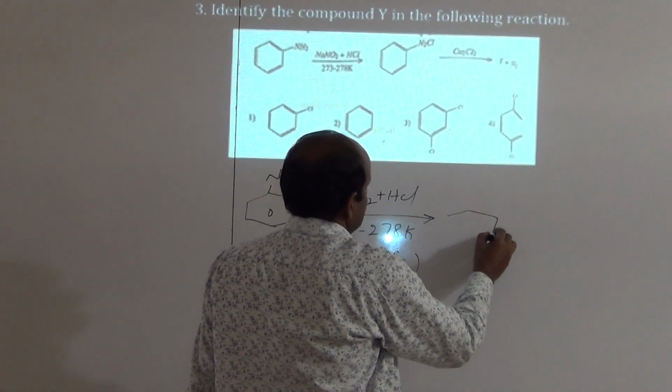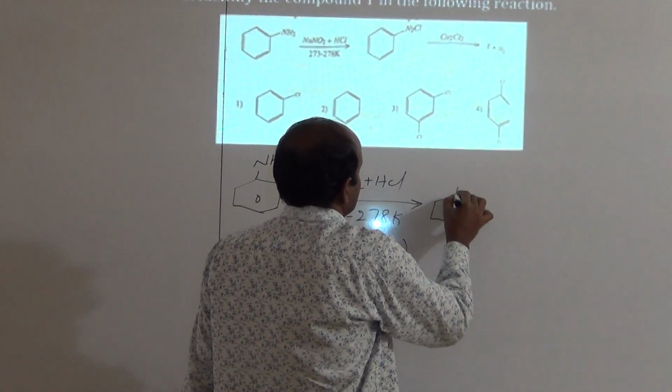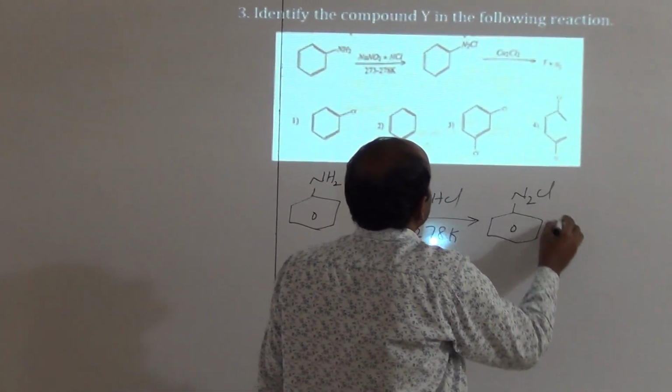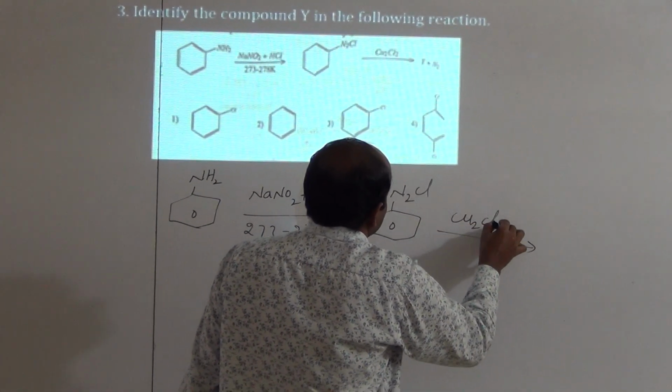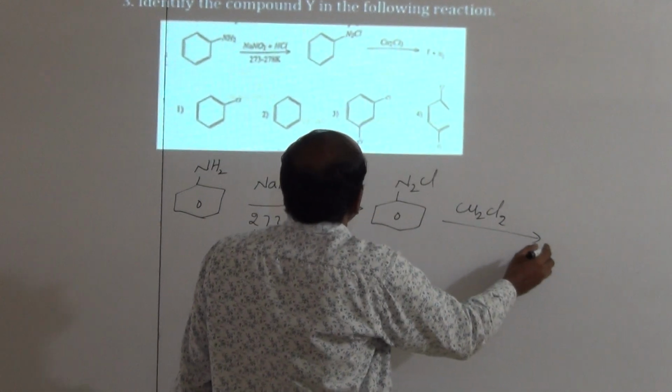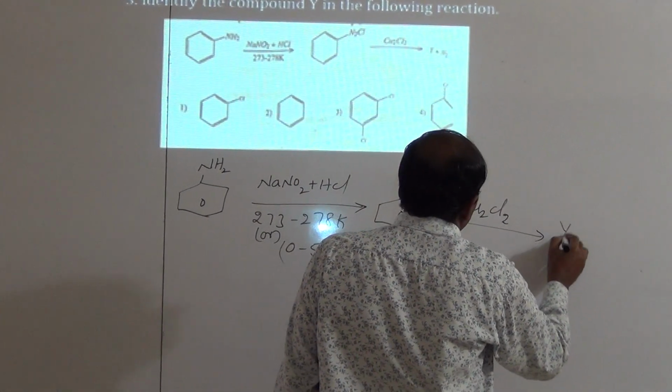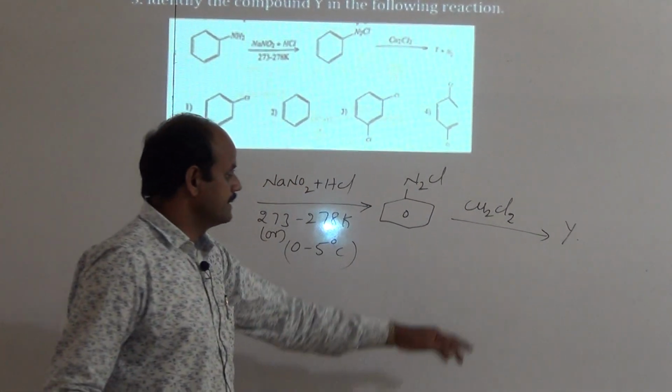Then we get here C6H5N2Cl, which can react with Cu2Cl2. Here one compound is formed, that is given as Y.